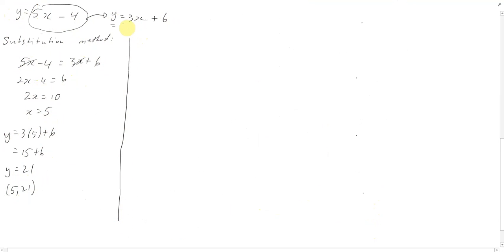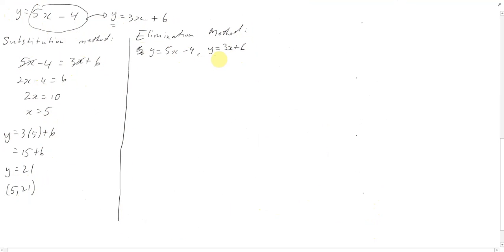Now some of you may think the elimination method will be a good one to use because we've got a y and a y, so they will eliminate very easily. So let's try the elimination method. So what I'm going to do for the elimination method, well, let's just write down our equations. y equals 5x minus 4 and y equals 3x plus 6.